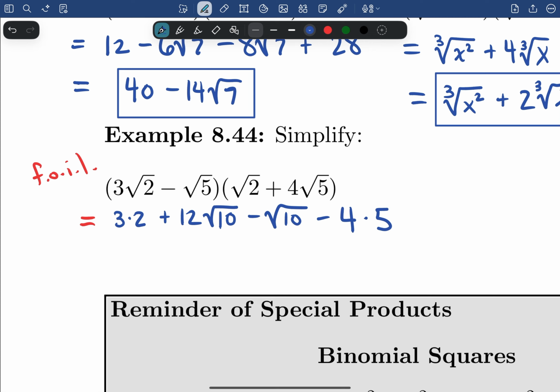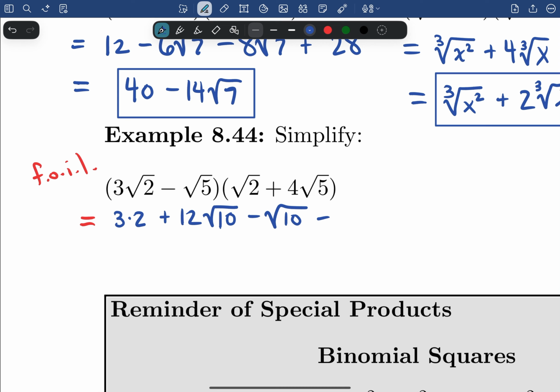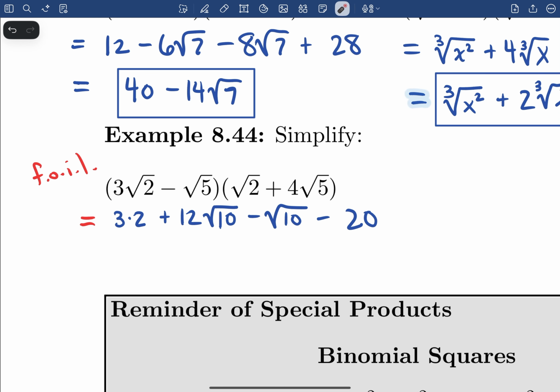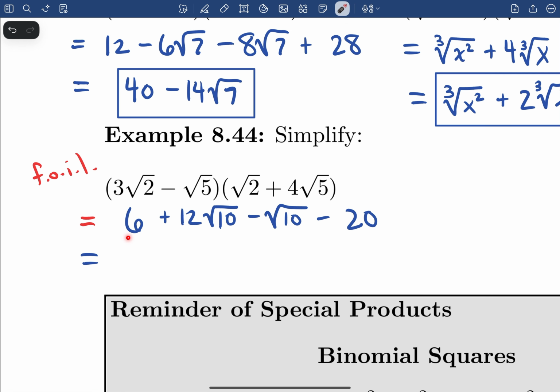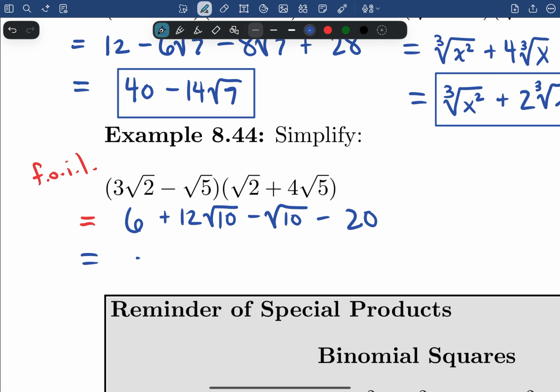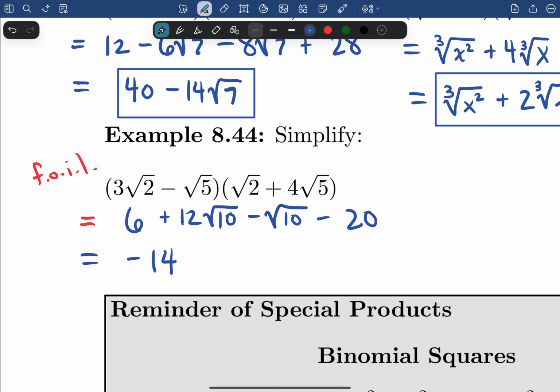All right, so now that I got to this point, well, I'll multiply 4 times 5 together to get 20. Right, so there you go. 4 times 5 is 20, so I'll replace that there. And I'll also take 3 times 2 and turn it into 6, right? And now I'm going to combine like terms. And I'll say, well, 6 minus 20 is negative 14. And 12 root 10 minus 1 root 10, those are like radicals. 12 root 10 minus 1 root 10 is 11 root 10. And now I have my final answer. I've simplified fully.